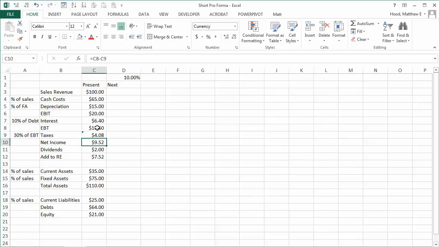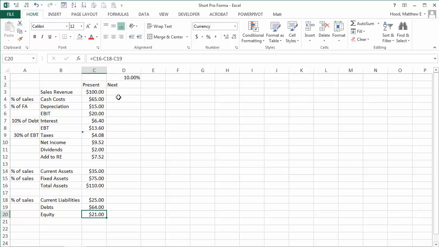Now net income would be EBT minus taxes. I have $2 here in dividends, and once I subtract out the dividends, I would have my additions to retained earnings. So suppose at the time I also have 35 in current assets, 75 in fixed assets. That'll give me total assets of 35 plus 75, 110. My current liabilities are 25. My debts are 64. Well, this leaves me with 110 in assets that's funded with 89 in some kind of liability. So the 21 is going to come from equity.